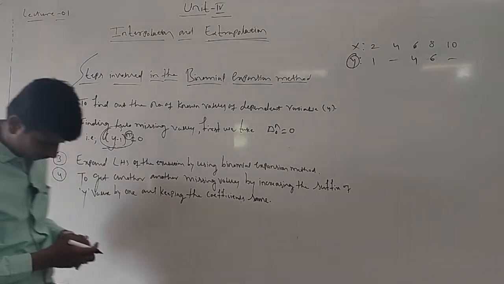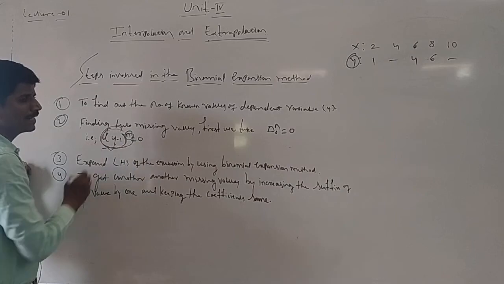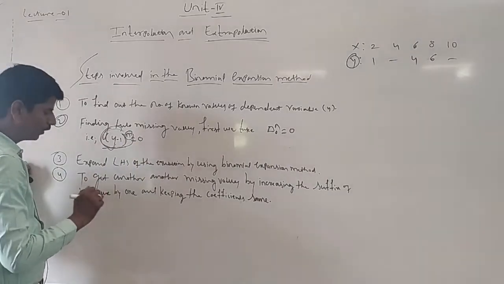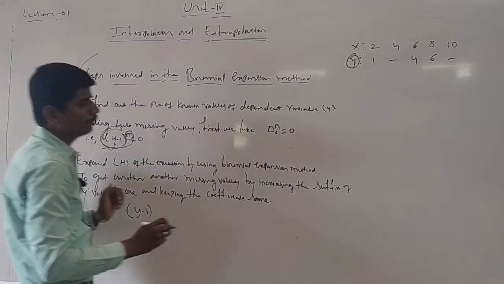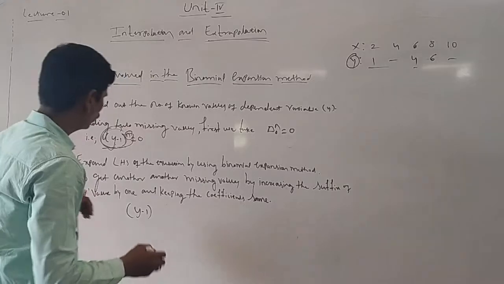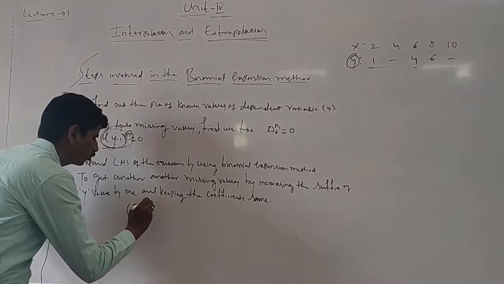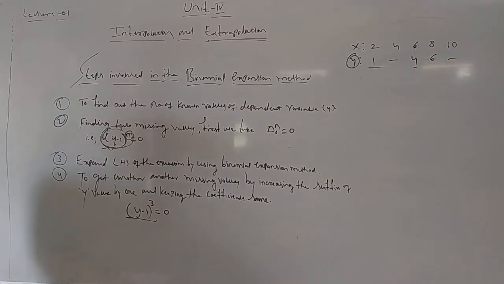Then how to expand (y minus 1) to the power n. See here, (y minus 1) to the power 3. Suppose the number of known values is 3, so n equals 3. In the example, (y minus 1) to the power 3 equal to 0. Expand (y minus 1) to the power 3 equal to 0.